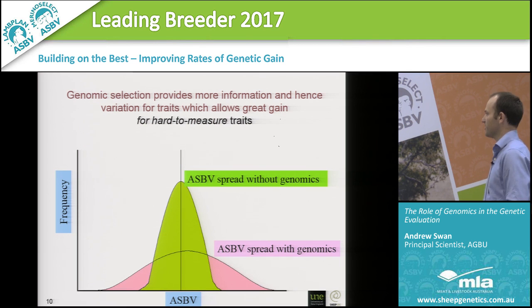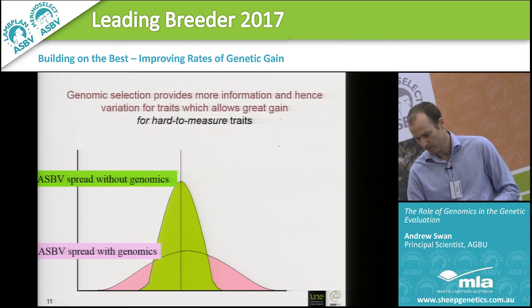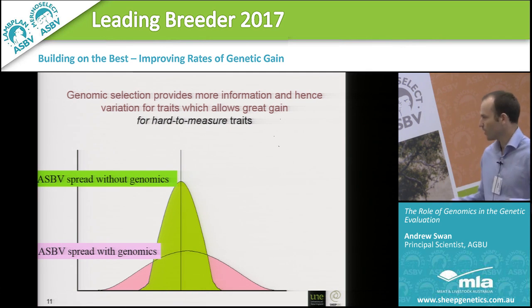And we can see there that without genomics, without that extra information, it's a very narrow bell curve. Whereas with genomics, we start to see all this variation. And that's important because with variation, we can make genetic gain.